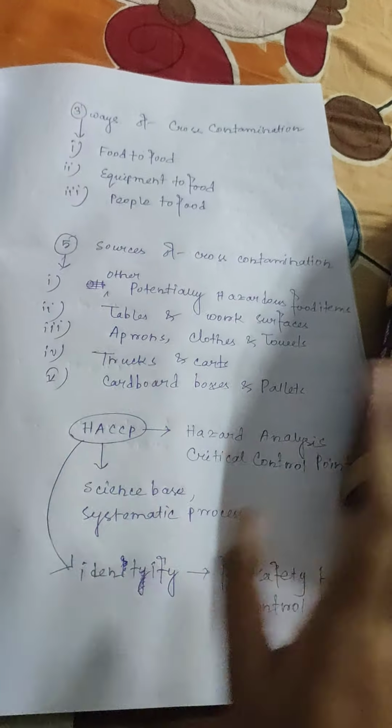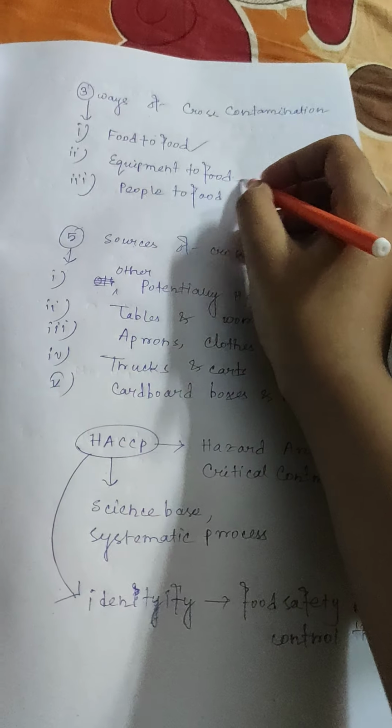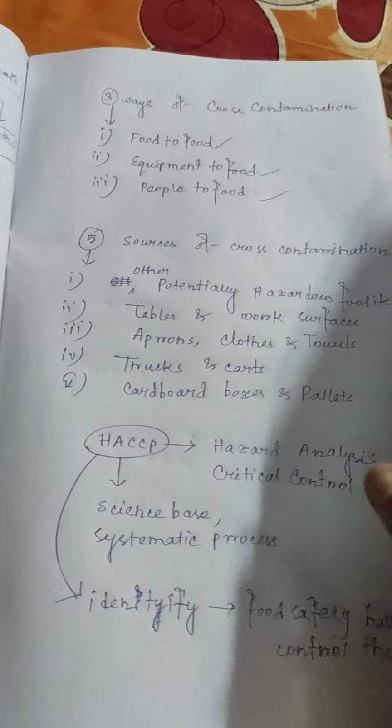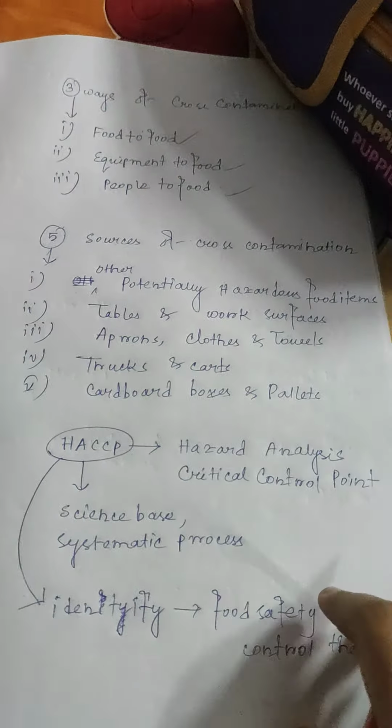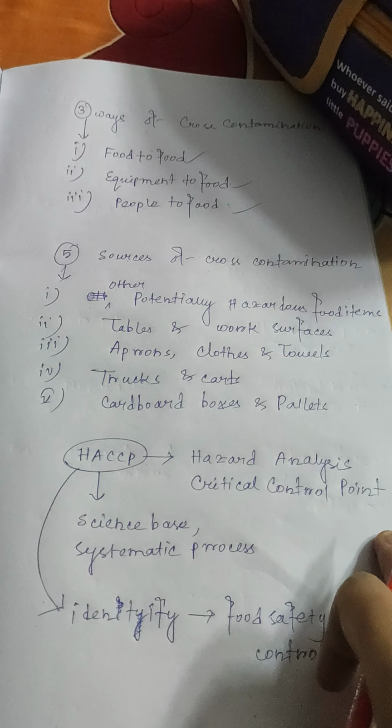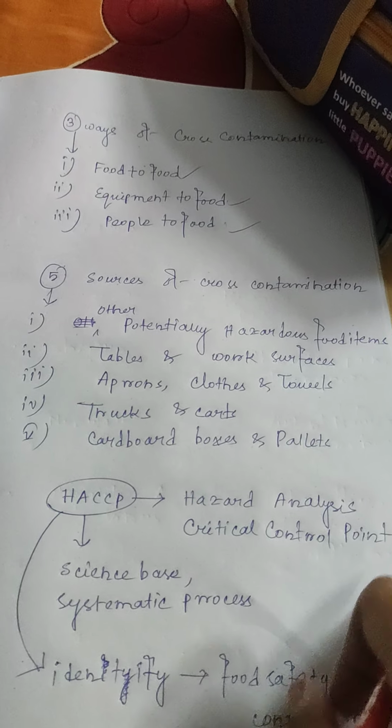Three ways of cross contamination: food to food, equipment to food and people to food. How many ways can cross contamination occur? In three ways: food to food, equipment to food and people to food.